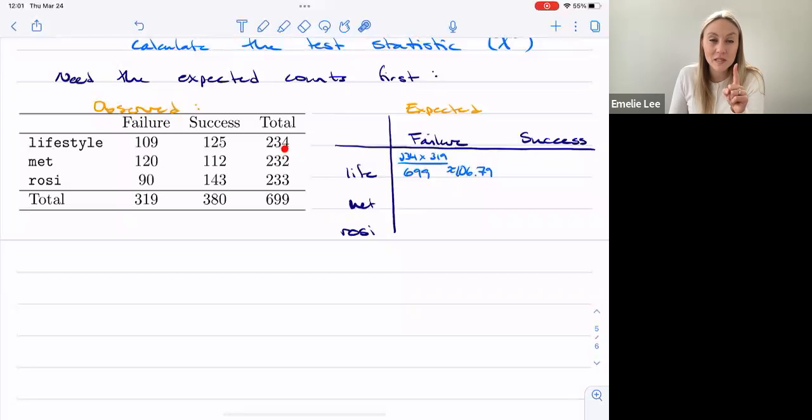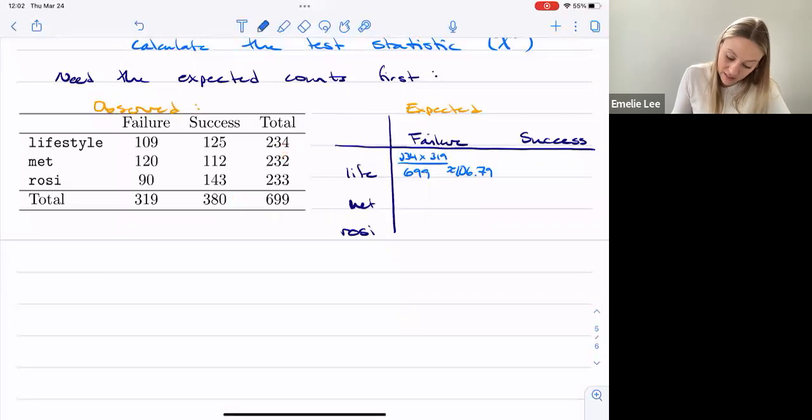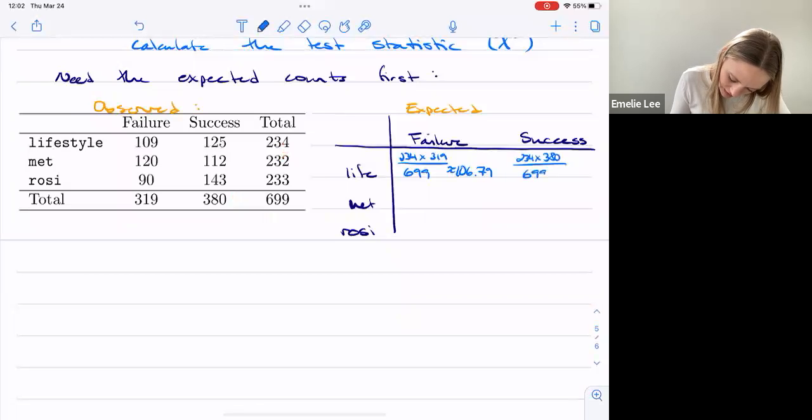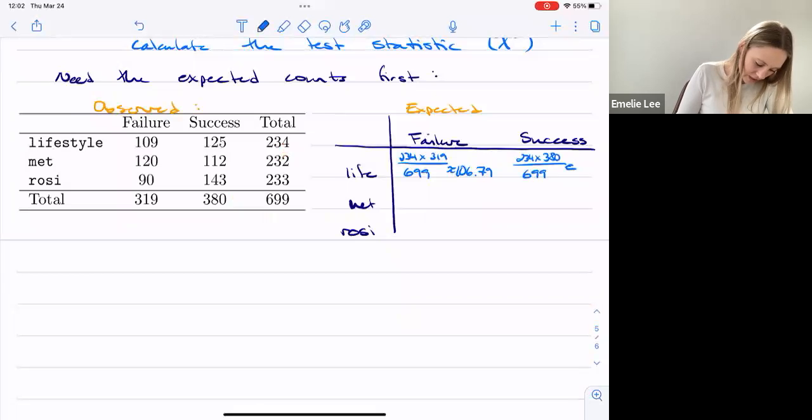So my row total is still 234, but now my column total is 380 divided by 699. So I would expect 234 times 380 divided by 699. 234 times 380 divided by 699. Roughly 127.21.